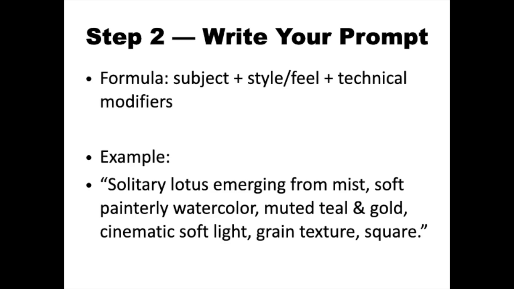I'm going to write a prompt that says, solitary lotus emerging from mist, soft painterly watercolor, muted teal and gold palette, high detail, cinematic soft light, grain texture, square composition. Now, I like square images, but you might prefer a 3 to 4 vertical image. That's your choice. Then just type that prompt or copy and paste that prompt into ChatGPT or your chosen image tool. Generate some variations and pick the one that best matches your intention.